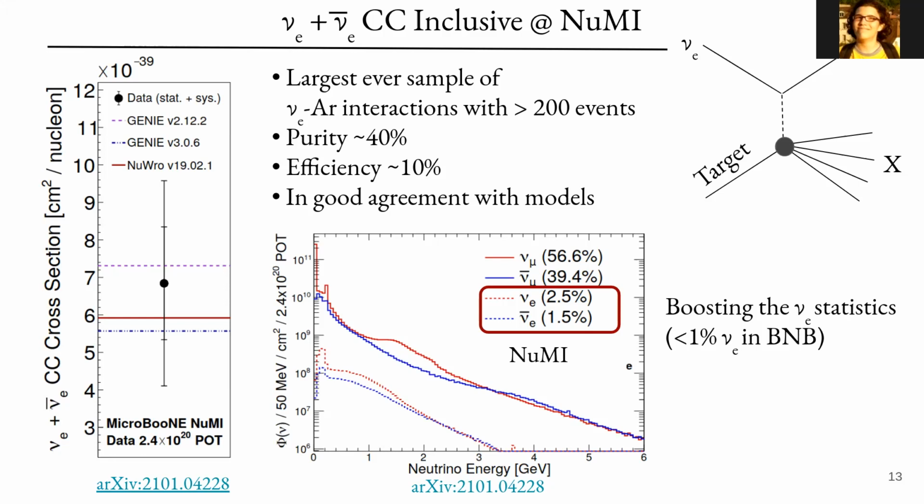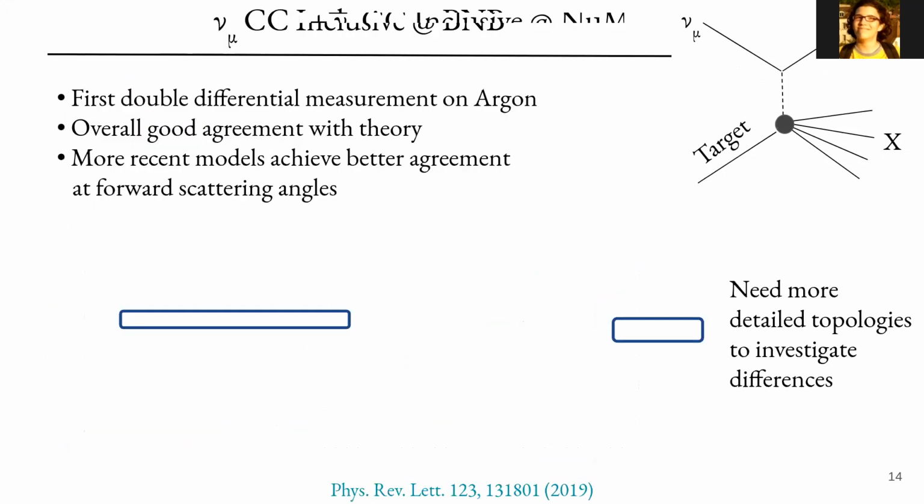The reason for that being that the beam line is much richer in electron neutrinos to boost our statistics. The selection resulted in the largest ever sample of electron neutrinos on argon with more than 200 events, a purity of about 40%, and an efficiency of about 10%. The flux-integrated cross-section that we reported for this analysis is shown here on the left and illustrates a good agreement between our data and multiple theory predictions that include two versions of the GENIE neutrino event generator and a comparison to an alternative event generator, namely NEUT.